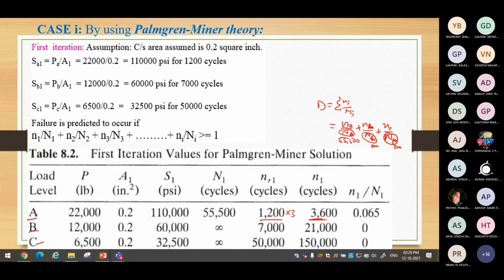And how many cycles are we applying? NA we are applying 3,600. NB we are applying 21,000 altogether. NC we are applying 1,50,000. Now you take this ratio, how much value will you get? We are going to find very, very negligible damage.